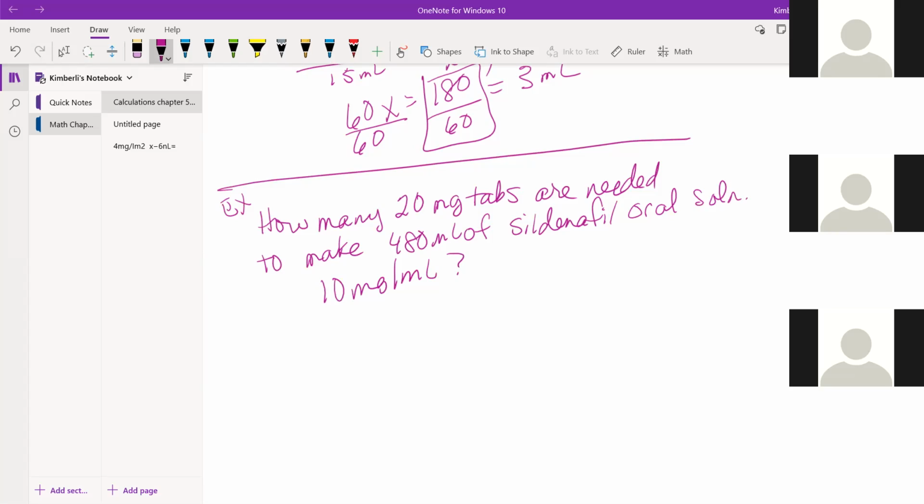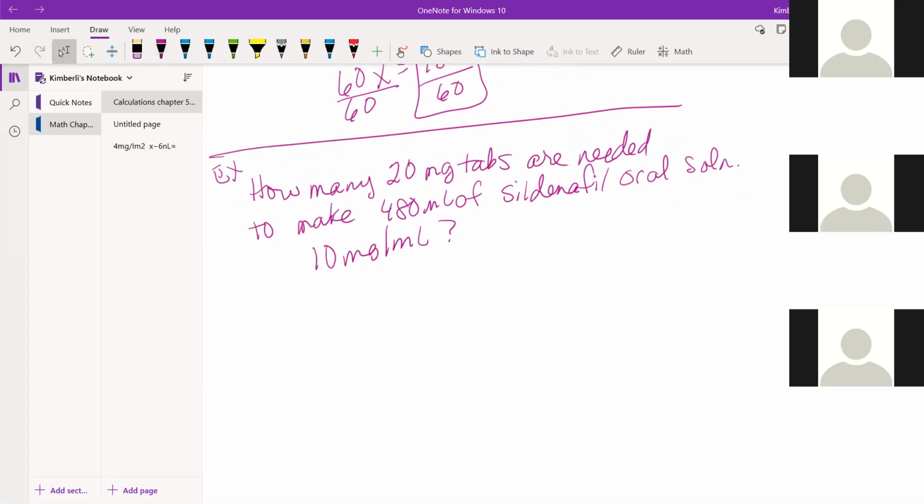So we have a lot of babies in the NICU and also younger babies that are in the other part of Children's Hospital that take this. I don't remember what the exact concentration is that we make, but this is the type of problem that you see on exams a lot, okay?